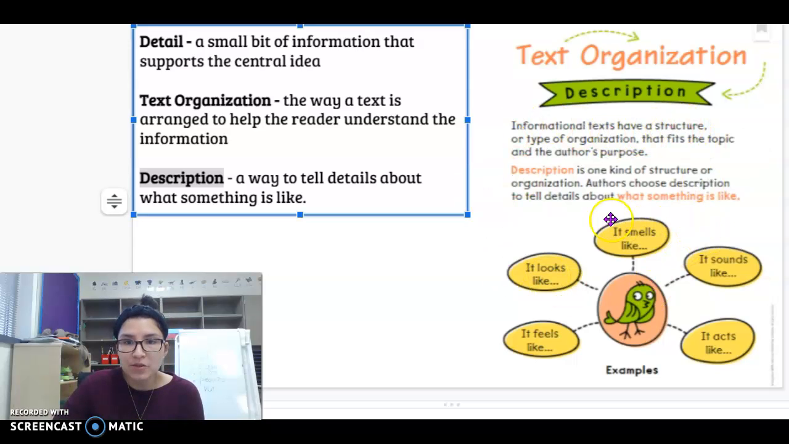Now, description. Description is, like I said, a way to tell details about what something is like. So authors choose description to help you better understand something. So here is an example. This is a little bird. It's a little green bird, right? So, right here. It feels like, well, I think the bird probably feels soft. The feathers probably feel soft. It looks like it's small and it's green. It smells like outside. I'm not sure. It sounds like, probably chirps. It acts like. This bird looks a little shy.